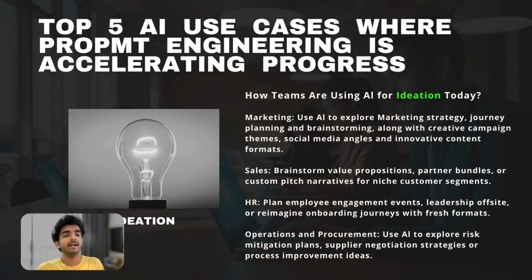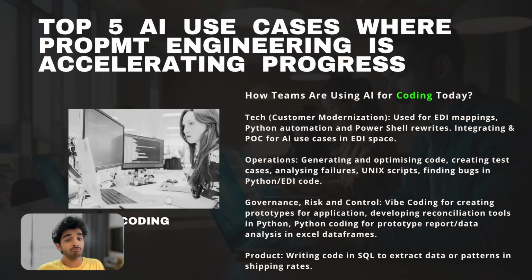And next is ideation. This is, I think, the most important thing, because if you can prompt better, then you actually get better outputs on ideation. For example, various marketing teams are using it to explore strategies. Sales teams are using it to brainstorm their value propositions. HR teams are using it to plan employee engagement surveys. OPEX teams are using AI to explore various risk mitigation plans to reduce OPEX cost, and supplier negotiation strategies to improve process ideas.